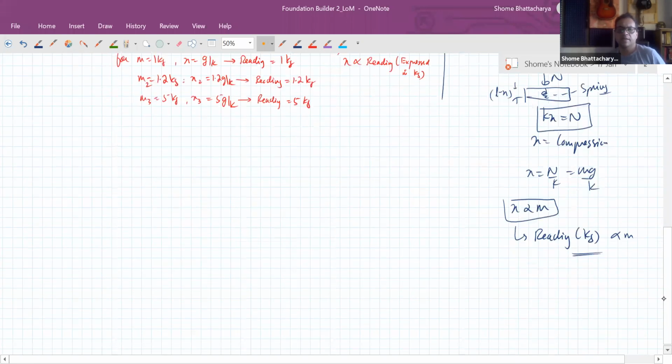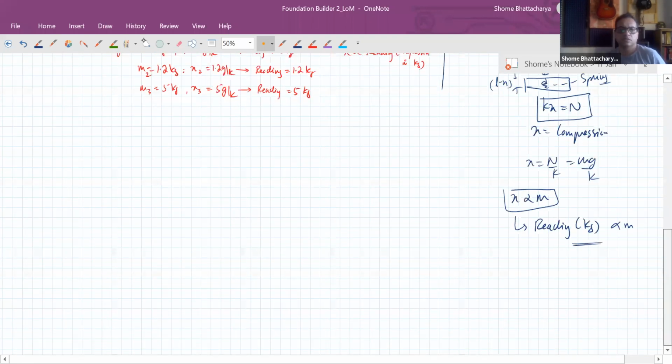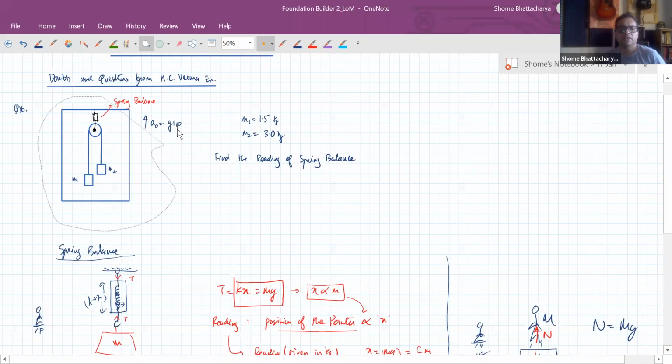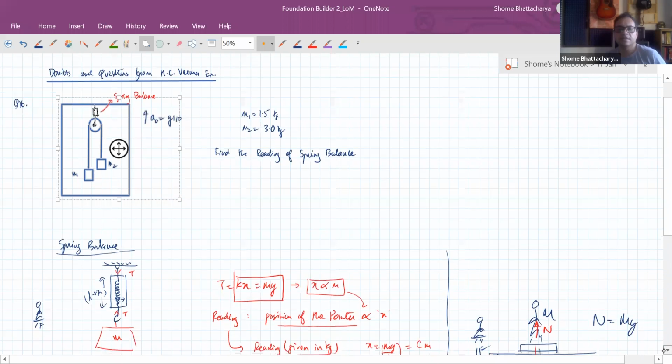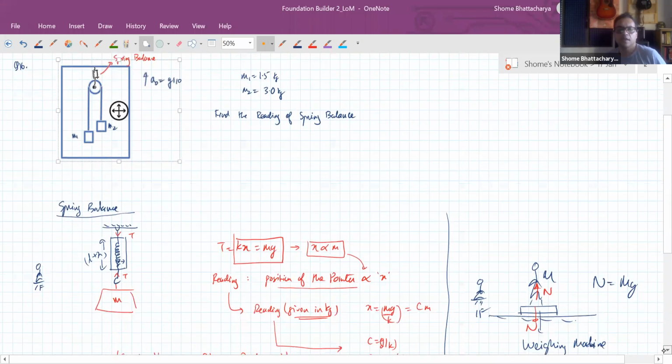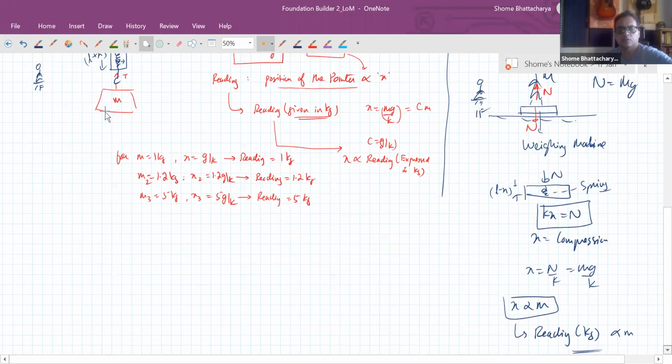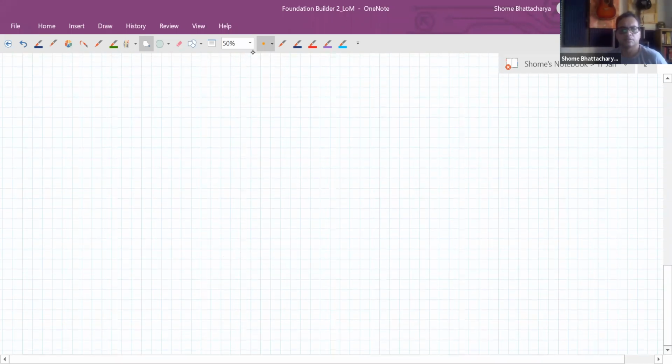So coming back to that diagram, I'll just pick up that diagram from here. So what is happening now? The spring balance will show a reading which is proportional to the tension in the spring, or the extension in the spring. So that will depend on what? That will depend on the reaction force, the tension at the axle or the hinge of the pulley. I'm coming to that. I'll explain.